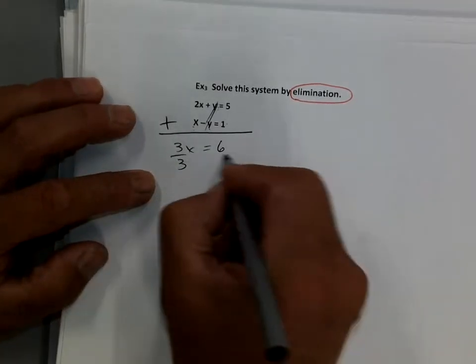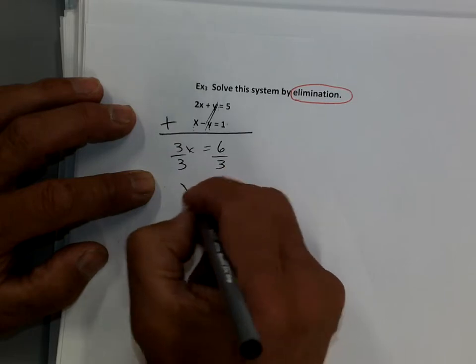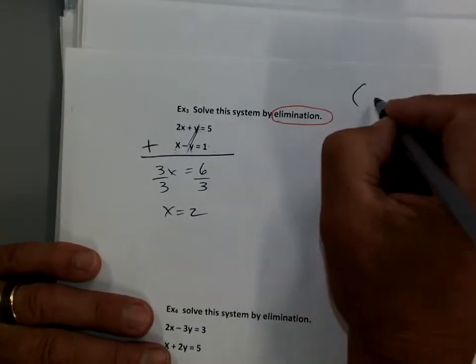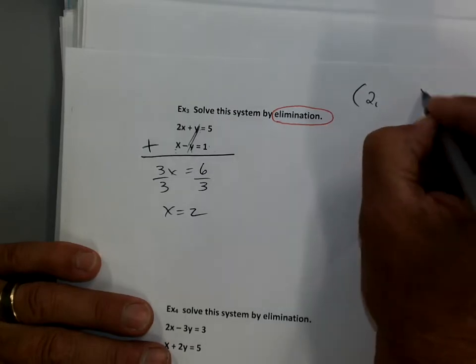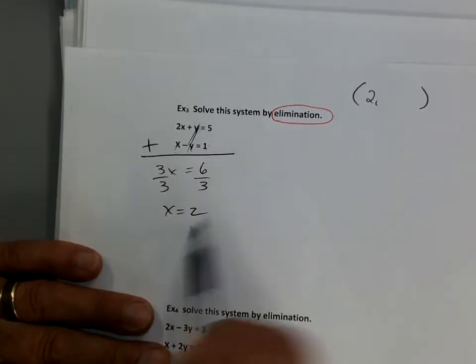Divide by 3, divide by 3. Okay, that cancels, and I get x equals 2. Now remember, it's a point. So my answer is 2, something. So I've got the 2. It's a point, but I don't have its y value.